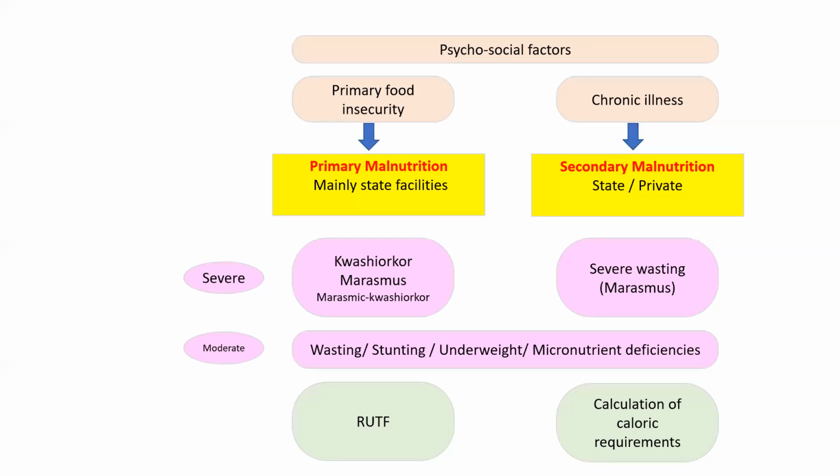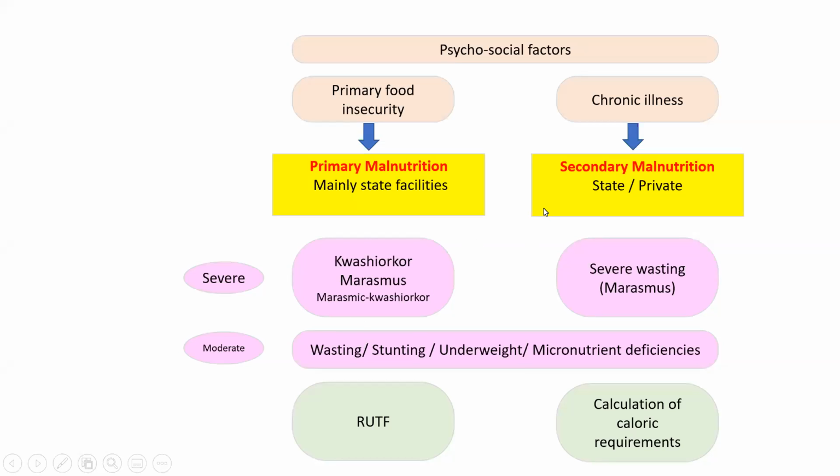So when I talk about the term primary malnutrition, I'm referring to malnutrition that's due to food insecurity mainly. And those patients will usually present to state facilities. If the malnutrition is severe, they usually present with the clinical features of kwashiorkor, marasmus or marasmic kwashiorkor.